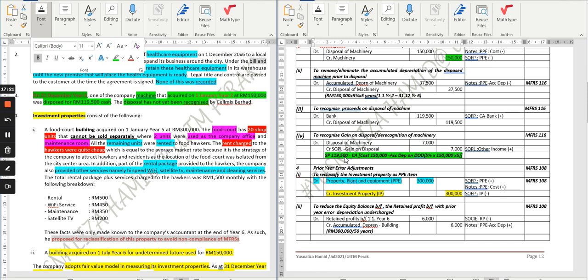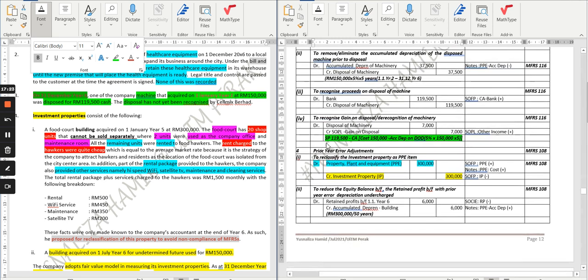Here is the gain. Why? If you compare the selling price here, if you can check this green highlighter here, you have a selling price 119,000. You will deduct with your carrying amount of the asset on the day of disposal. How do you get the carrying amount? Take the cost minus the accumulated depreciation on the date of disposal. Remember, accumulated depreciation was 37,500, and 150 minus that, you will get the difference between selling price and the carrying amount to be 7,000. So that was a gain on disposal.